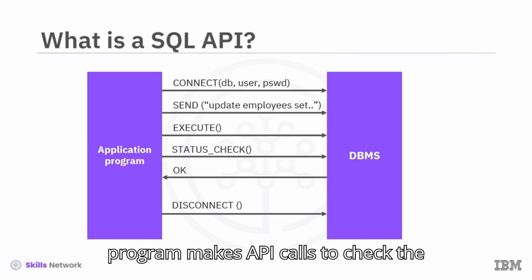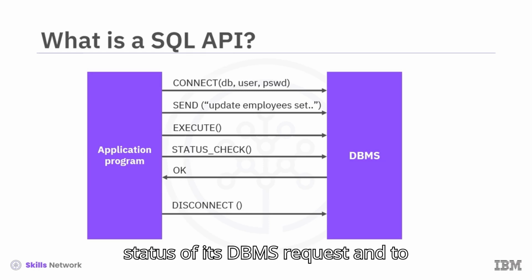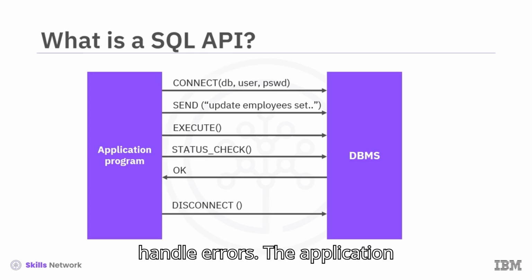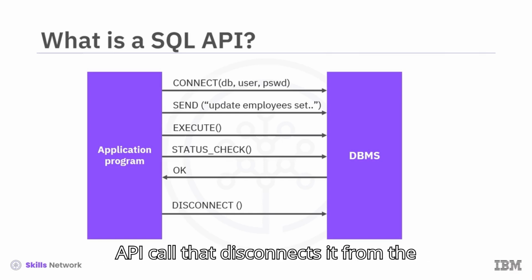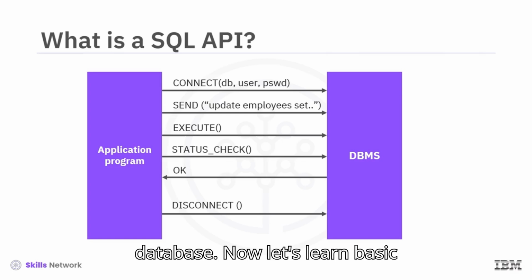The application program makes API calls to check the status of its DBMS request and to handle errors. The application program ends its database access with an API call that disconnects it from the database.